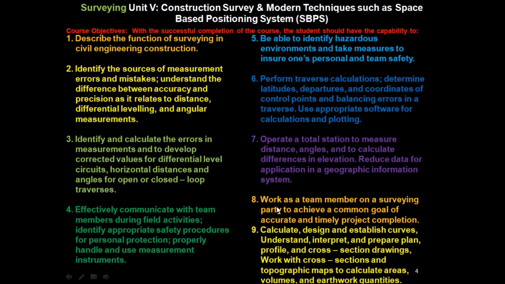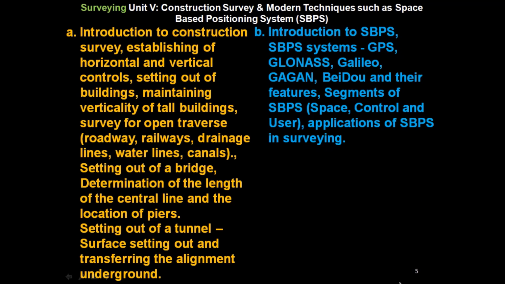Eighth course objective is work as a team member on a surveying party to achieve a common goal of accurate and timely project completion. Ninth course objective is calculate, design and establish curves; understand, interpret and prepare plan, profile and cross-section drawings; work with cross-sections and topographic maps to calculate areas, volumes and earthwork quantities.